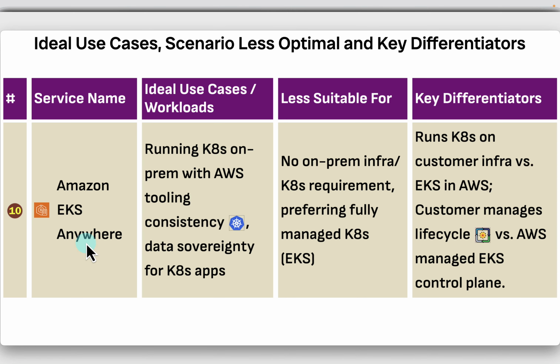Next, Amazon EKS Anywhere. Ideal use cases are running Kubernetes on-prem with AWS tooling consistency, and data sovereignty for Kubernetes applications. It is less suitable with no on-prem infrastructure, no Kubernetes requirement, and preferring fully managed Kubernetes. For that, you will go for EKS. Key differentiators: it runs Kubernetes on customer infrastructure versus EKS, which runs in AWS. Customer manages lifecycle versus AWS managed EKS control plane.